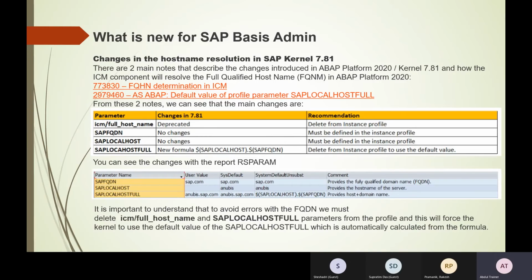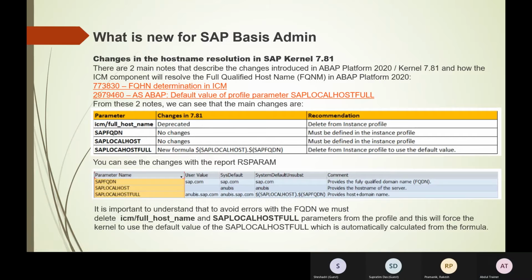So what is new for the basis admin? Okay, so in the 7.81 kernels, the fully qualified domain name, ICM full host name, is not there in 7.81. So after the upgrade or the migrations, you remove these parameters from your instance profiles.